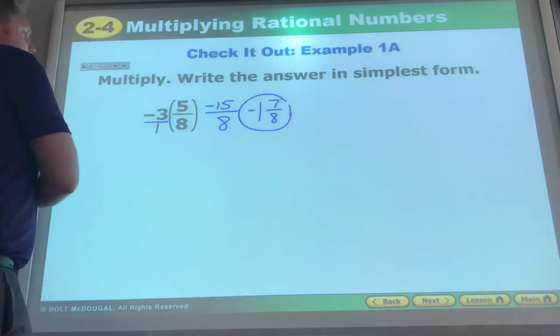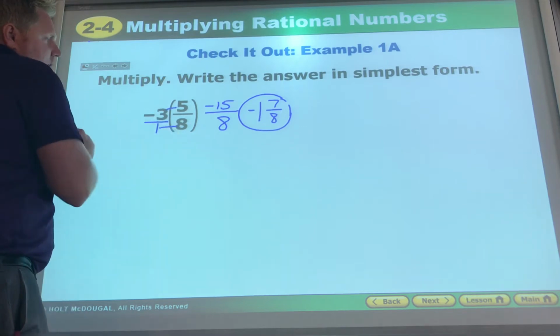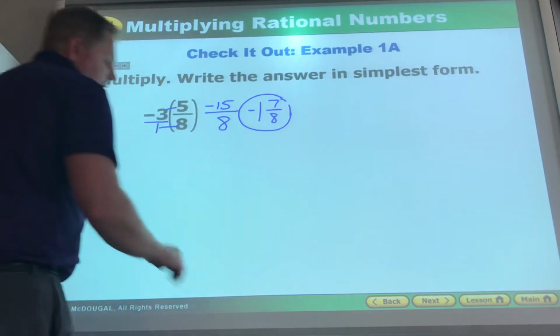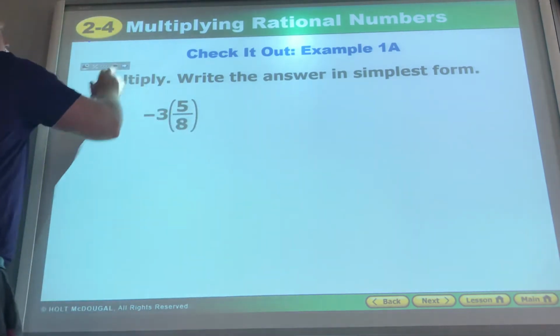We do the multiplication. I always put it under a 1, so numerator times numerator, denominator times denominator. We do our work.